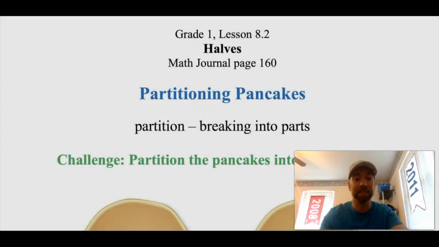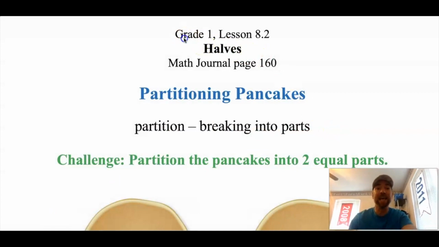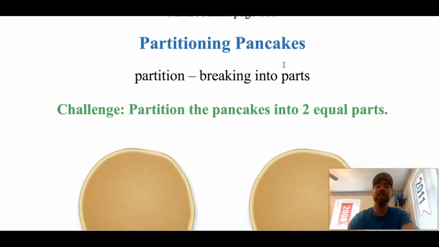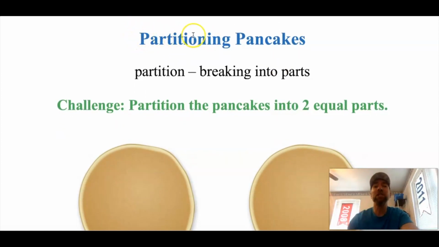I'm going to shrink myself into that corner because today we are doing grade 1 lesson 8.2, and it has this fancy word, halves. We're going to be doing Math Journal page 160. We'll put that up on Seesaw for you to do. It has some little challenging parts to it. So, let's get started. Today, we're going to start by partitioning pancakes.